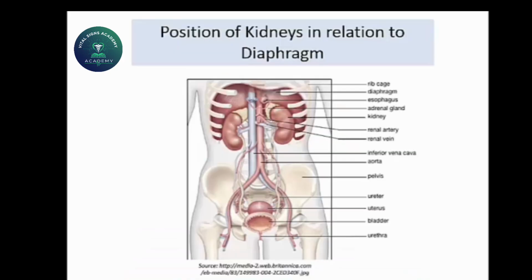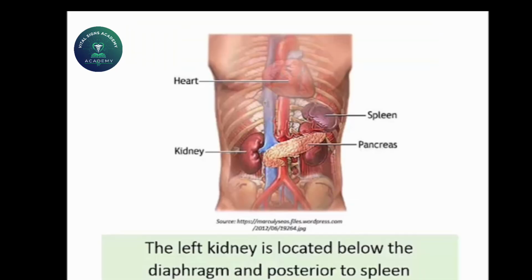In this image, you can see the position of the kidneys in relation to the diaphragm. The kidneys are located beneath the diaphragm. The left kidney is located below the diaphragm and posterior to the spleen, behind the spleen.